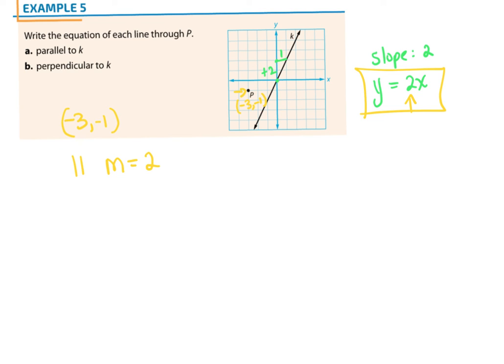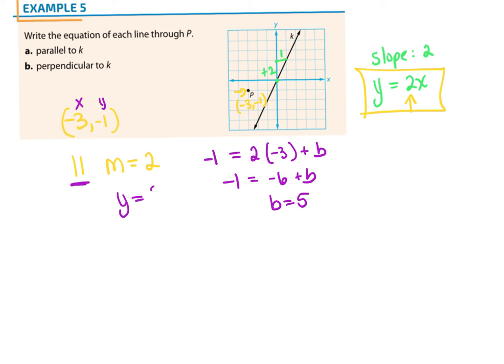So I'm going to do what I've done. This is my x. This is my y. Y equals mx plus b. -1 equals -6 plus b. Added over, my b is 5. So this equation for the parallel line should be y equals 2x plus 5.